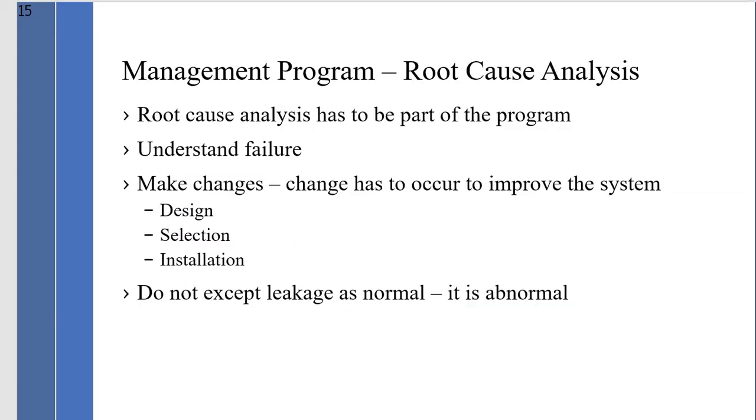Part of your system, root cause analysis, has to be part of the program. We have to understand failure and make changes. Design, selection of components so we do not have failures. Installations. Things have to change so that we do not have leakage today. A normal steam plant should have no more than 3 steam or condensate leaks per year. Do not accept leakage as normal. It is abnormal.